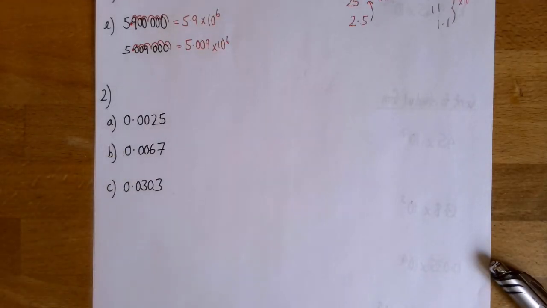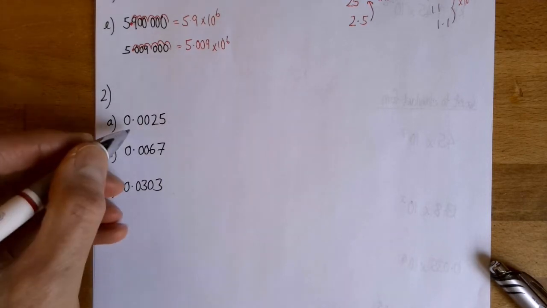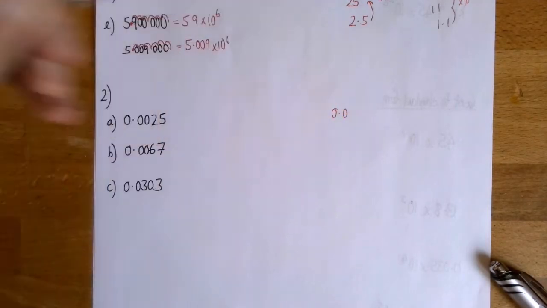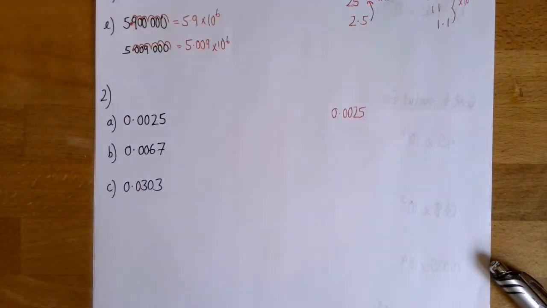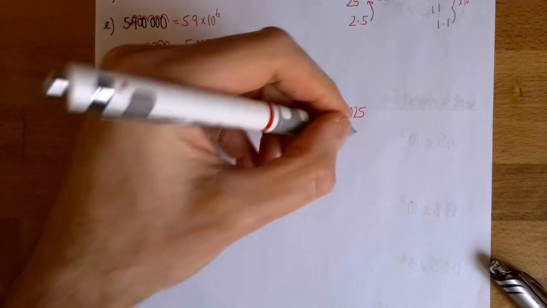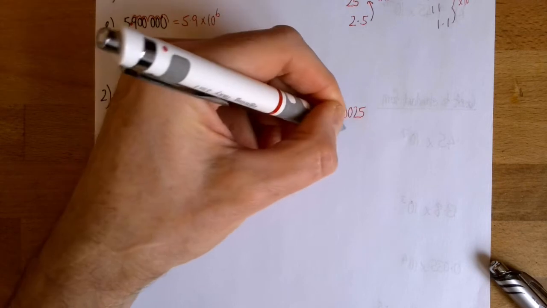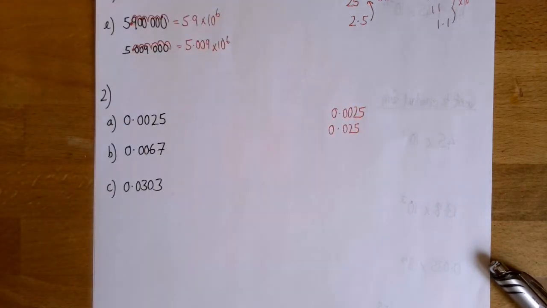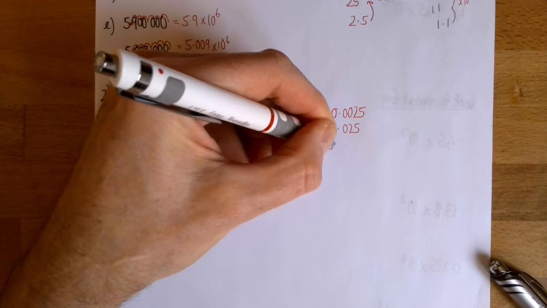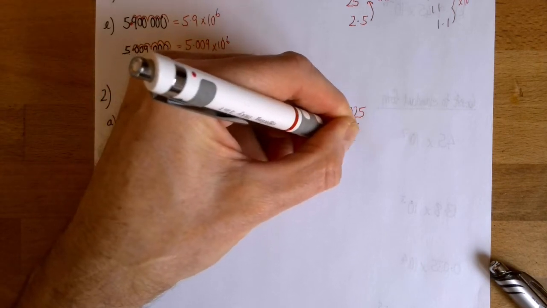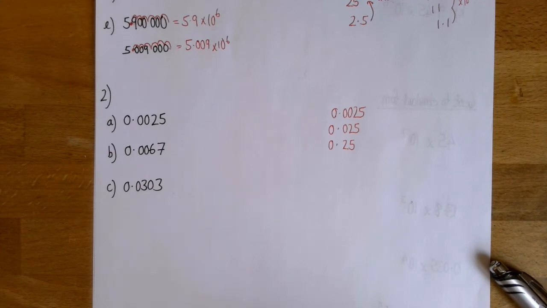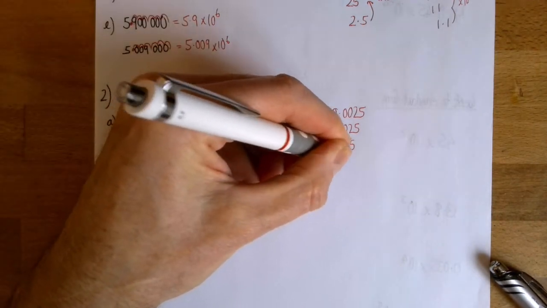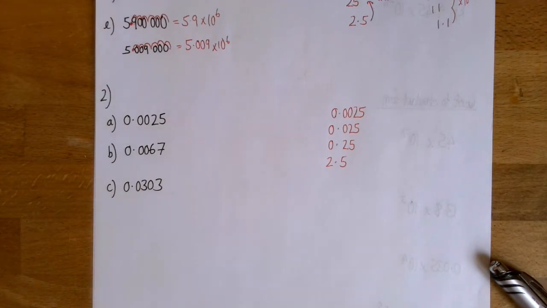Okay, we can also use standard form for very, very small numbers. Still, we need to write it as a number between 1 and 10 multiplied by a power of 10. This is potentially a bit confusing. Let's have a look at this one here. 0.0025. Now, to turn that into a number between 1 and 10, I haven't got to divide it by 10, I've got to multiply it by 10. So if I multiply it by 10 once, I get 0.025, not a number between 1 and 10. If I multiply it by 10 again, I get 0.25, not a number between 1 and 10. If I multiply it by 10 again, I get 2.5, is a number between 1 and 10, bingo.